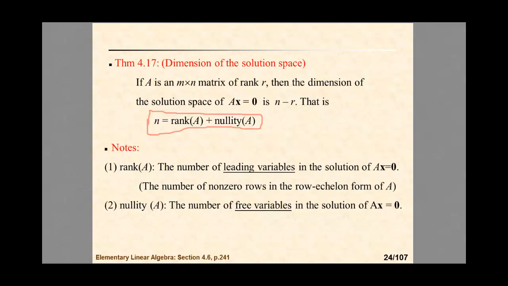So the nullity of A will be equal to the number of free variables in the solution of Ax is equal to 0. We have the free variables r, s, t, u. That's why our nullity will be 4, and the rank will be the number of leading variables in the solution of Ax is equal to 0, that is, the number of non-zero rows in the echelon form of A. So you can do either one. Both are the same. There is no change.